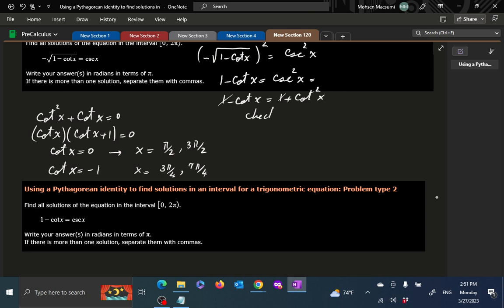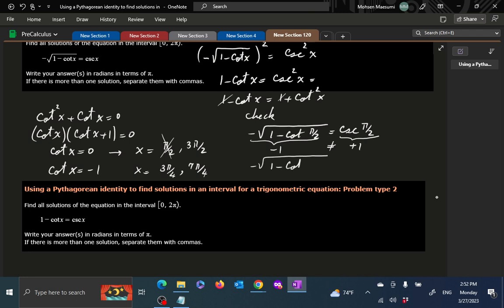Next comes the issue of the check. One at a time, I put pi over 2. So is it that minus radical 1 minus cotangent of pi over 2 is the same as cosecant of pi over 2? Well, what do you think? Cotangent is 0. The left hand side here is just minus 1. The right hand side, 1 over sine of pi over 2, that's plus 1. They are not equal. So that falls out.